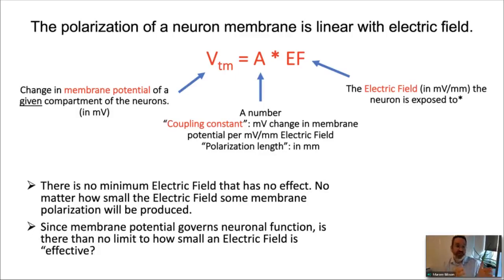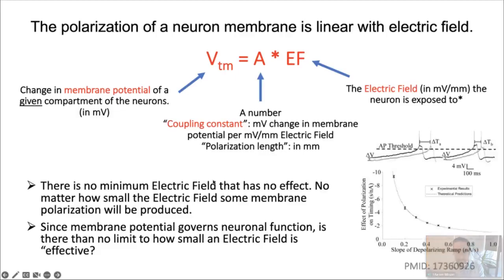Because any change in polarization could affect neuronal function, we get into this notion that maybe there is no limit. No matter how small an electric field I apply, a compartment will polarize a small amount, and I can never discard a small amount of polarization as being irrelevant. A lot of people have considered how small changes in polarization might lead to big changes.